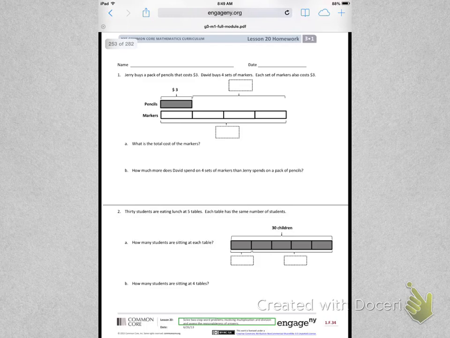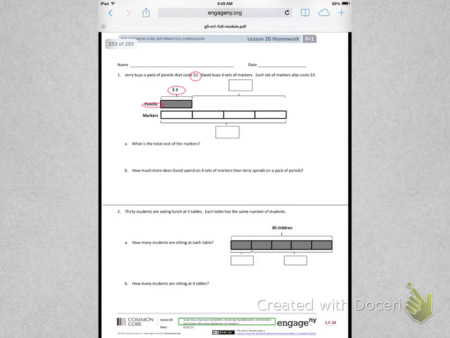Number 1. Jerry buys a pack of pencils that cost $3. David buys 4 sets of markers. Each set of markers also costs $3. Let's use our RDW strategy. First, I see that Jerry buys a pack of pencils that cost $3. In the tape diagram, I see Jerry's pencils and how they cost $3.